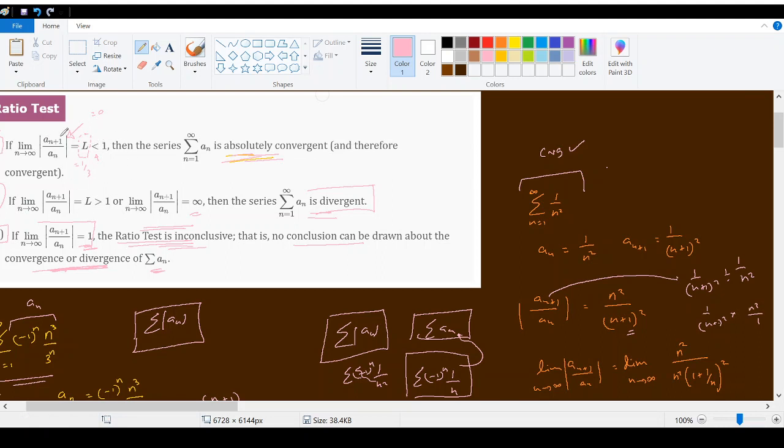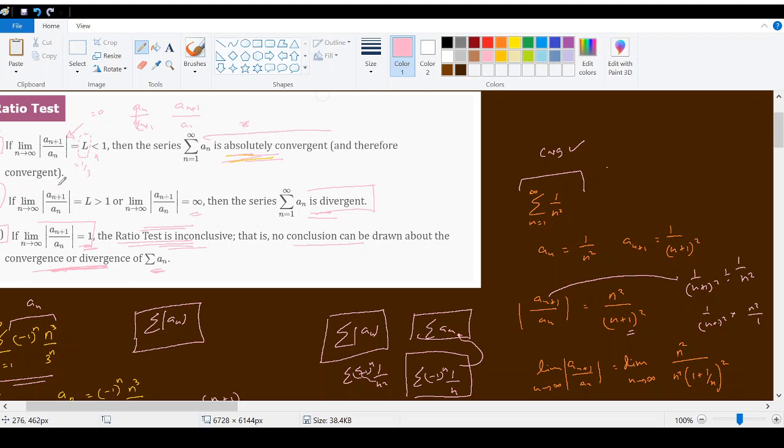Now here you should not take it the other way. You should not take a_n divided by a_(n+1), because then everything will go in the opposite direction. So you must take a_(n+1) divided by a_n. Now we know for sure that this limit is greater than or equal to 0, that means it is not a negative number. And if that limit is less than 1, then the series converges absolutely. Not just convergence, it converges absolutely.